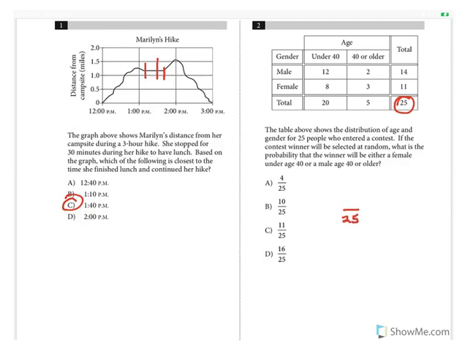Now, what is the probability that the winner will be either a female under age 40 or a male age 40 or older? So that means for the females, we're looking at those who are under age 40. So females under age 40 is right here, or male age 40 or older. So our males age 40 or older are right here. So that is what we're looking for, the probability of those selections out of the entire population or the sample that we're choosing from. So the numerator is going to be the total of those two selections right there, 10 out of 25, which is answer choice B.